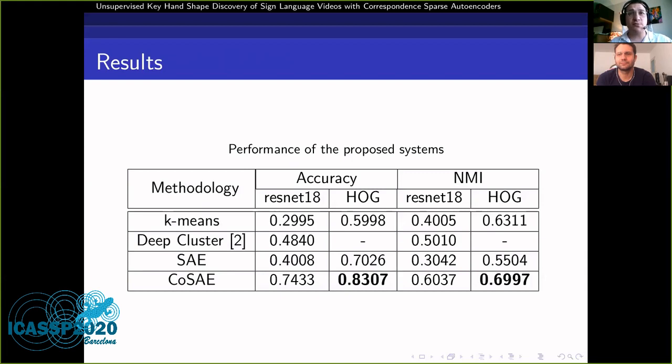One interesting observation is that the improvement brought by the collaborative training is more significant on ResNet 18 bottlenecks, although it also improves the results with HOG. Overall, the best accuracy is obtained with the correspondence sparse autoencoder and HOG features. Using the NMI metric also indicates the same results. Correspondence sparse autoencoder gives the best key handshape labeling results.